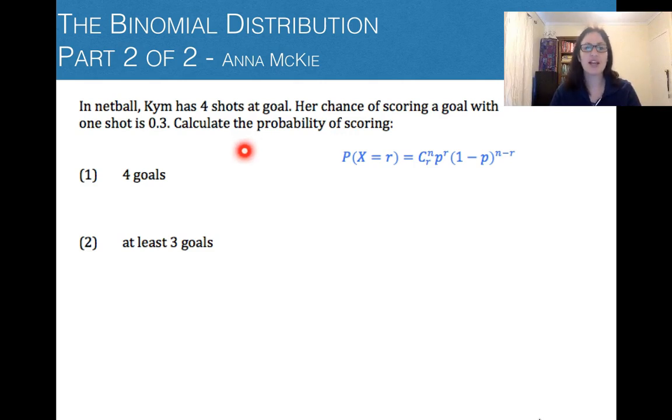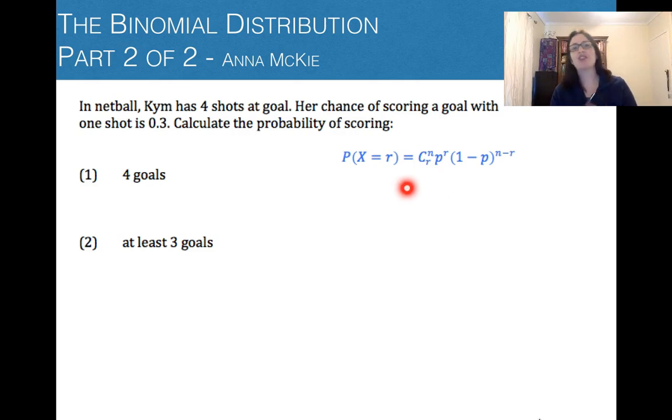In netball, Kim has 4 shots at goal. Her chance of scoring a goal with one shot is 0.3 or 30%. Calculate the probability of scoring. We're going to do 7 different parts. So first of all, 4 goals. What's the chance of her scoring exactly 4? Remember from our last video that this is the official formula.